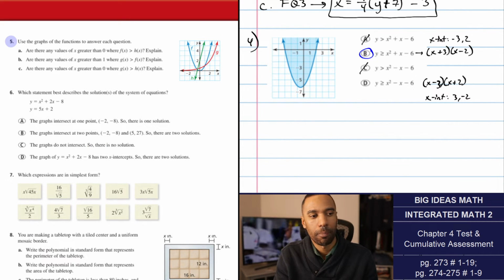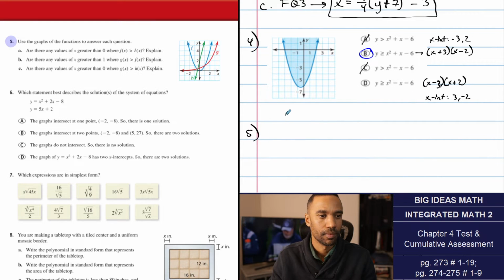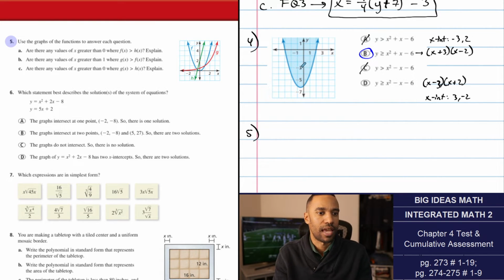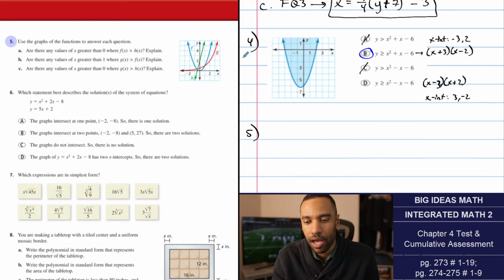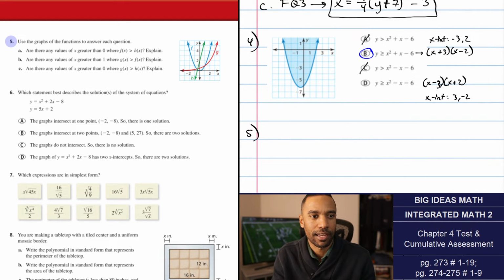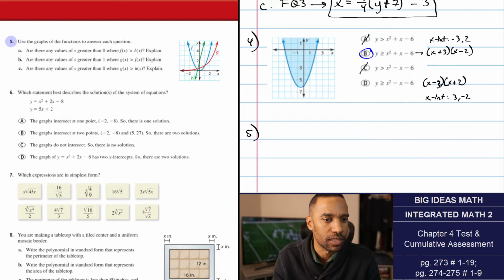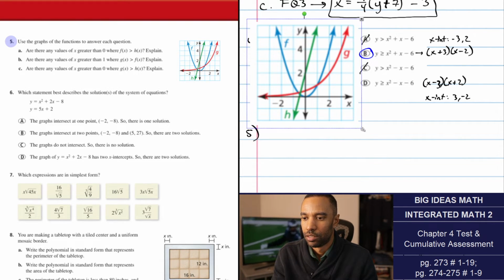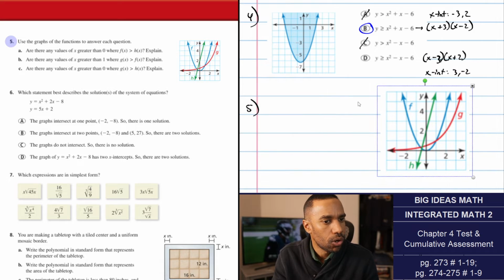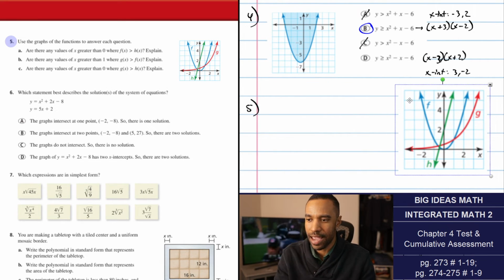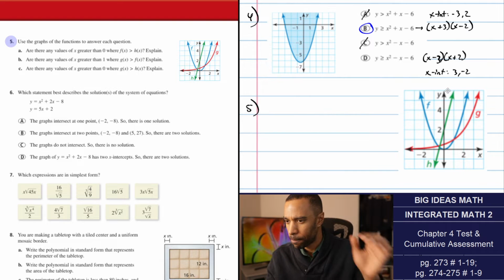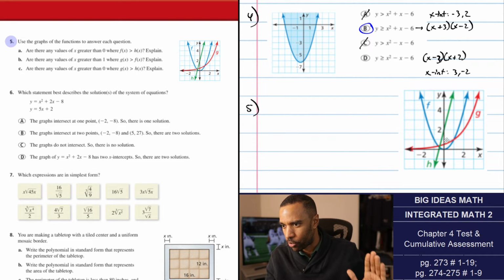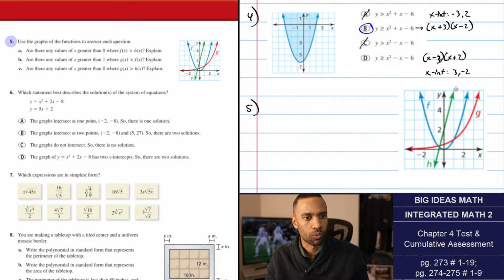There's that page. One more page to go. 5 more problems. Number 5. Use the graphs of the functions to answer each question. Part A: are there any values of x greater than 0 where f of x is greater than h of x? Let me get this graph here. So f of x is blue, it's the parabola. H of x is green.